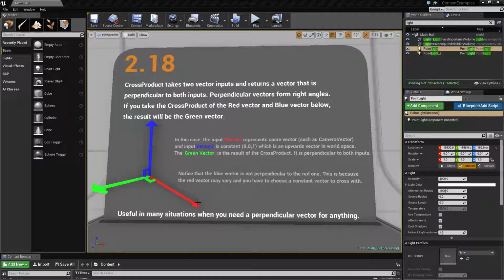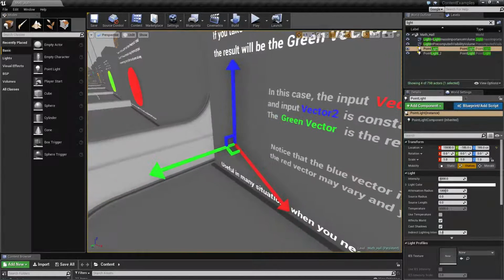In our example here, we have our red, which might represent the camera, for example. And then we have the blue, which might represent up. And we want to know, based on that, what is going to be our perpendicular angle to both of these. In this example, it'll be our green. And if I zoom around here, you can actually see it in use. We have one angle, another angle, and our perpendicular result is going to be green.